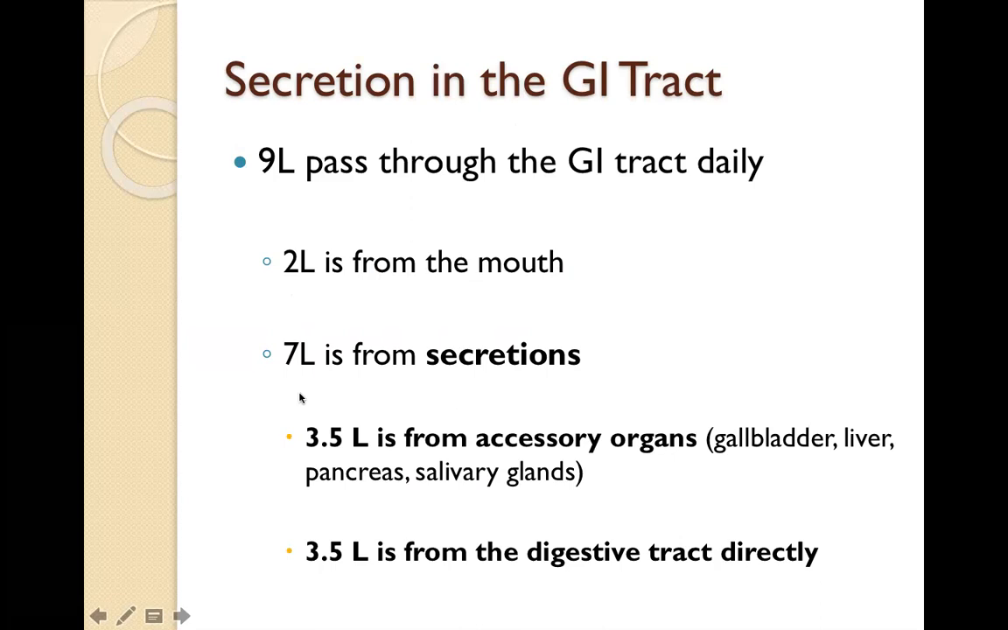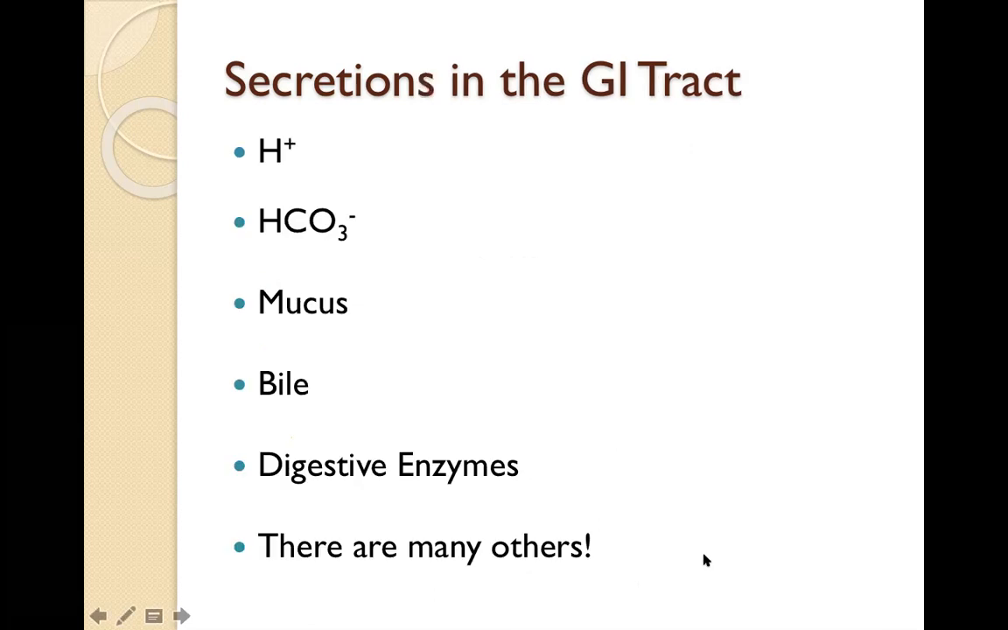When we look at these 7 liters that are secreted, they can be split into 2 parts. Half of it actually comes from the accessory organs. So the gallbladder, the liver, the pancreas, and the salivary glands. And then 3.5 liters is actually from the digestive tract itself, from the stomach, the small intestine. Those are 2 of the major organs that would contribute to that 3.5 liters from the digestive tract.